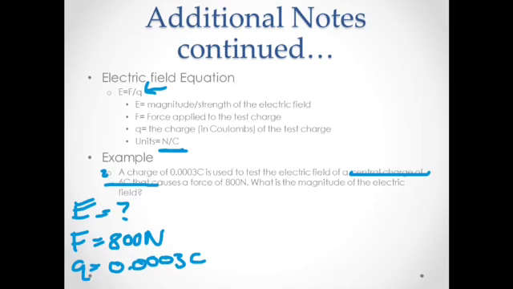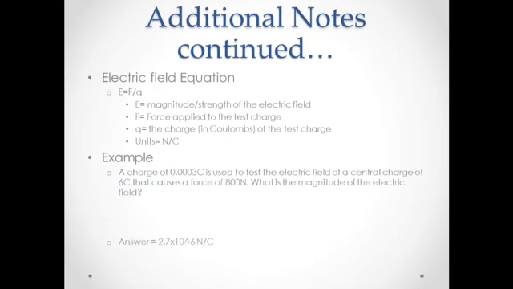So we just plug it into our equation right here, right? E equals 800 newtons divided by 0.0003 coulombs. And you could put that in your calculator, and whenever you do put it in your calculator, you will see that the answer is 2.7 times 10 to the 6 newtons per coulomb.